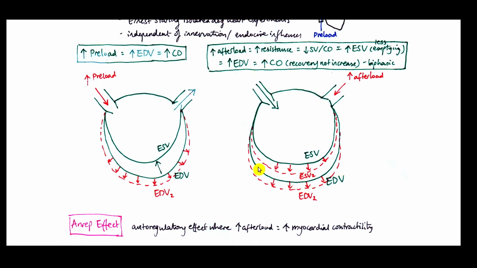And so increased afterload increases both end systolic volume and end diastolic volume, and now because the muscle is stretched so much, we have increased cardiac output. So it's a biphasic response. The cardiac output decreases first and then increases again, but this is not an increase like the increased preload caused. This is just a recovery of cardiac output.